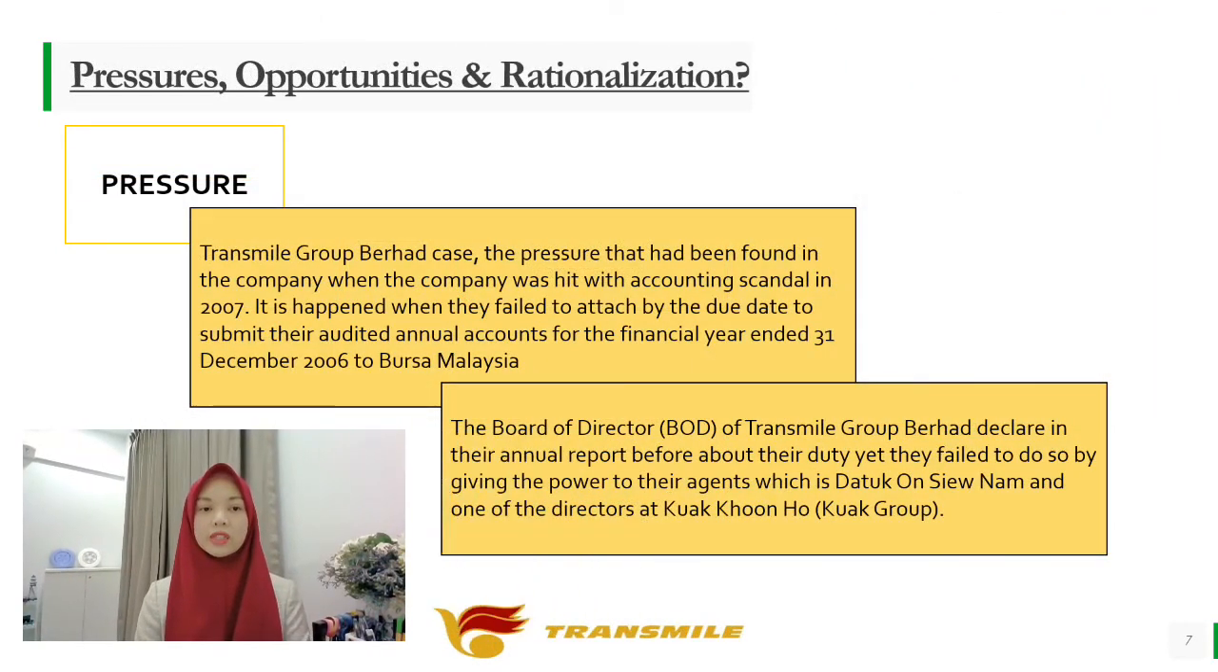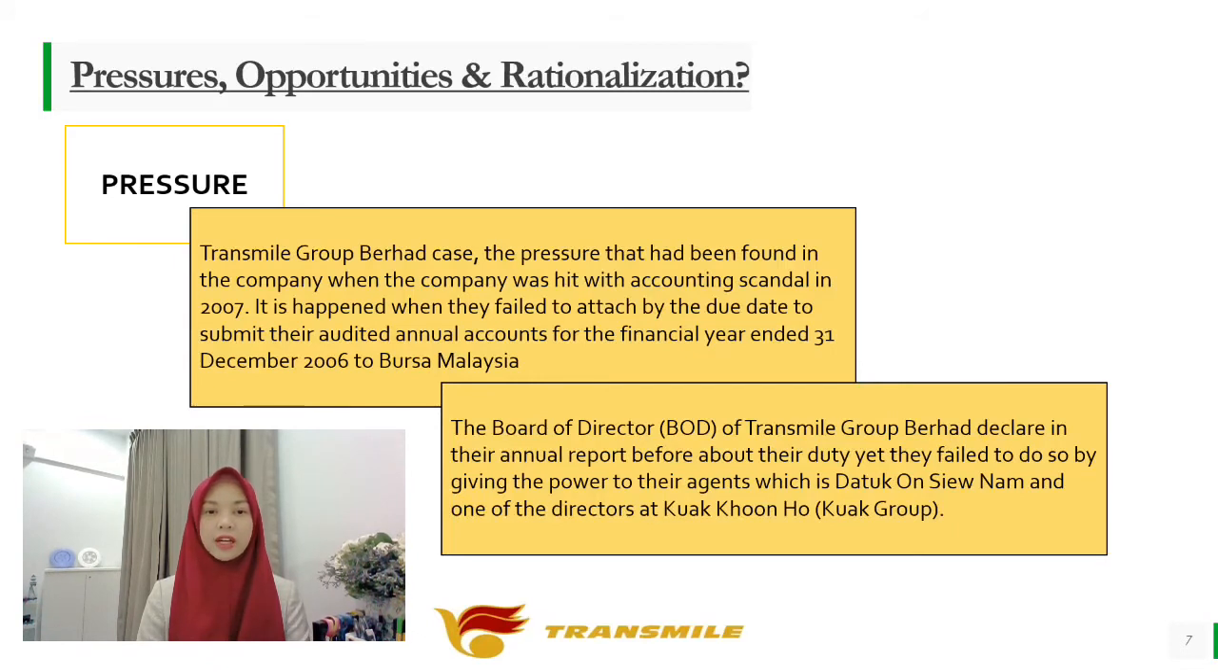Next, we will proceed to the pressures, the opportunities and the rationalizations that have been found in the Transmile Group Berhad case. The fraud triangle is a model developed by Donald Cressey. It explains the aspects that may affect organizations that commit occupational fraud. The fraud triangle has three parts, which are pressures or incentives, opportunities and rationalizations, that show how and why fraudulent behavior happens. Based on the Transmile Group Berhad case, they perpetrated fraud in the company.